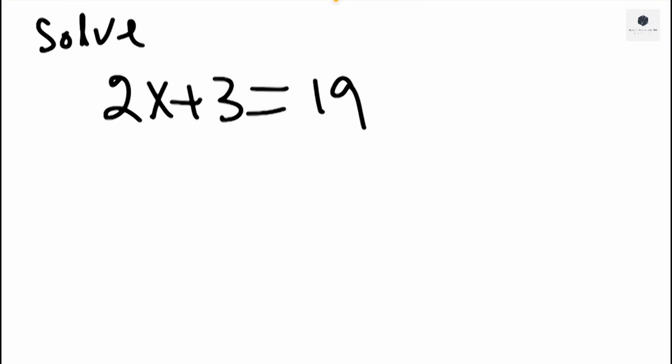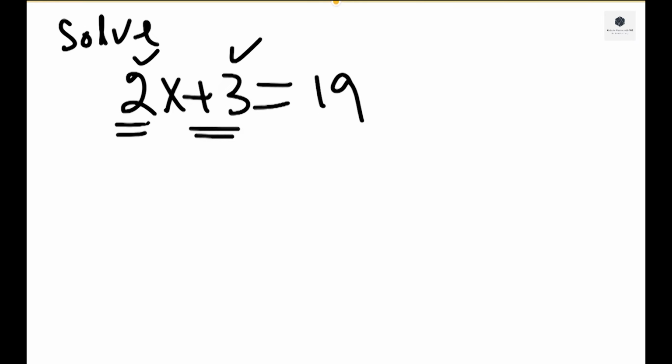So here in this question, I have 3, which I need to get rid of, and there is also 2. This 3 is added, so I need to get rid of it, and 2 is multiplied, so I need to get rid of that too. Remember, in this case, you cannot get rid of the multiplication first. The BEDMAS rule won't work here. You have to get rid of the plus first.